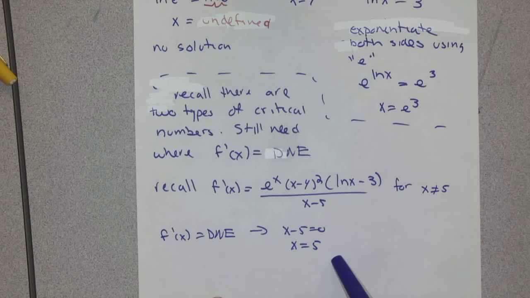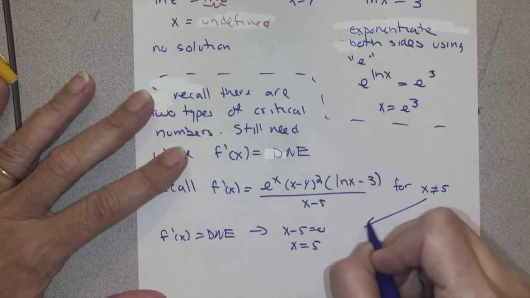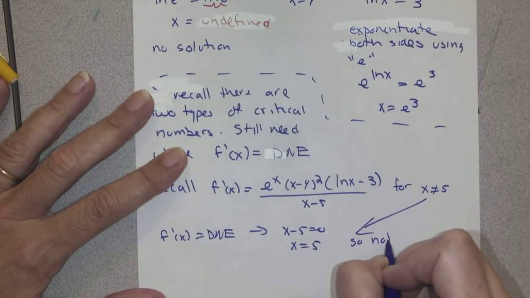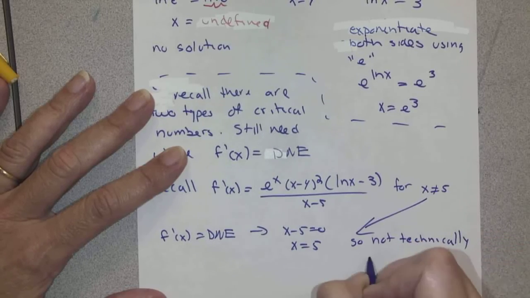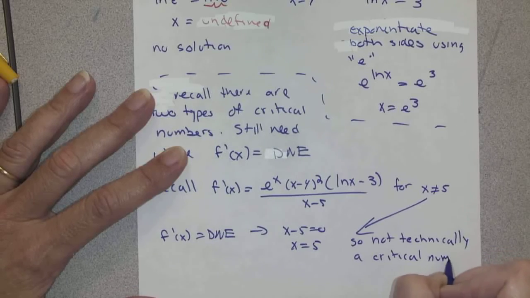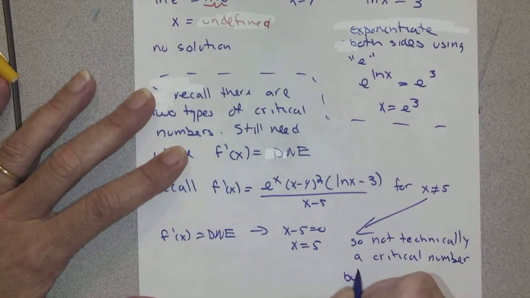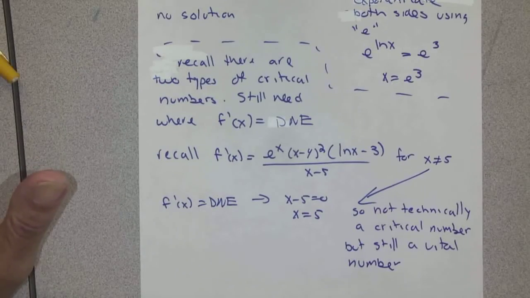In this case, it's not technically a critical number, but still a vital number. And so we do absolutely need it for the work we're about to do.